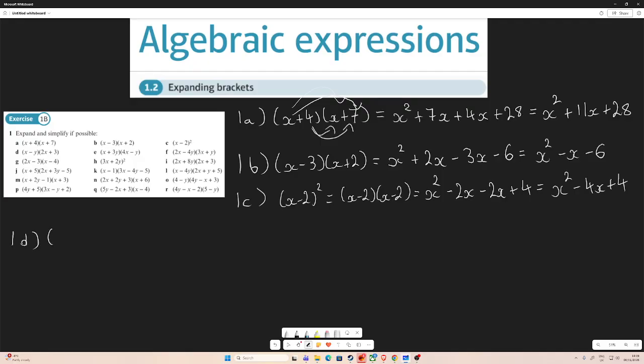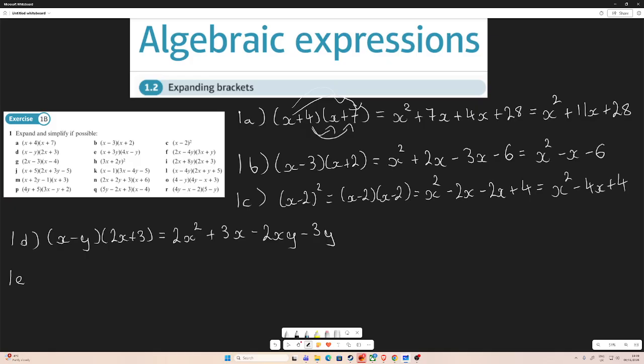We have x minus y times 2x plus 3. So x times 2x is 2x squared. X times 3 is plus 3x. Minus y times 2x is minus 2xy. I want to write them in alphabetical order. Minus 3y. I can't simplify anything anymore, so that's it.